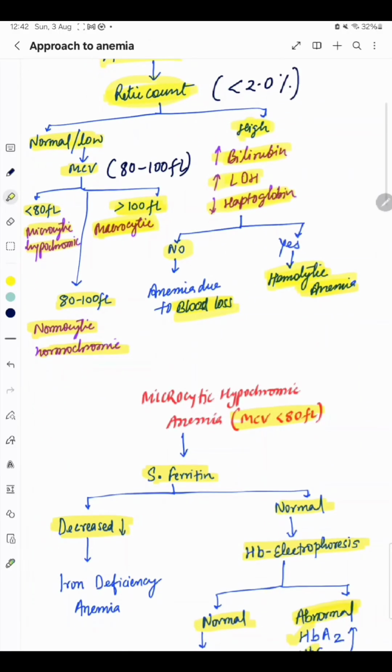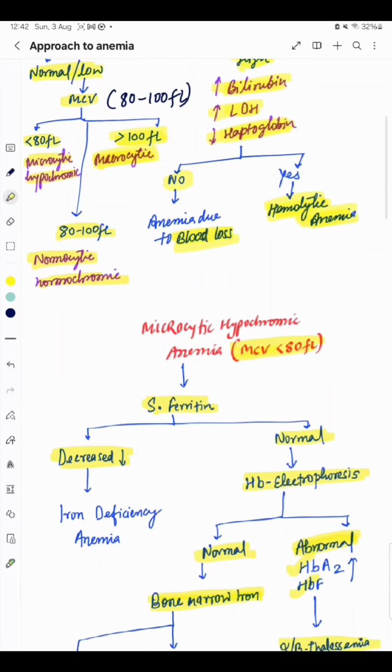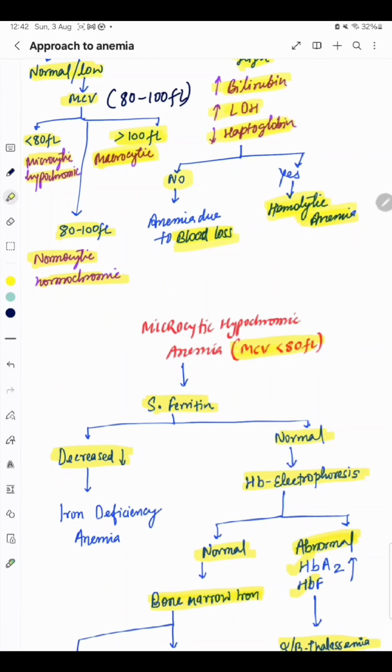Now we will discuss microcytic hypochromic anemia. As we have discussed, whenever the MCV is less than 80 femtoliter, then we ask for serum ferritin test. If serum ferritin is decreased, serum ferritin is a stored form of iron. If this is decreased, then this is indicative of iron deficiency anemia.